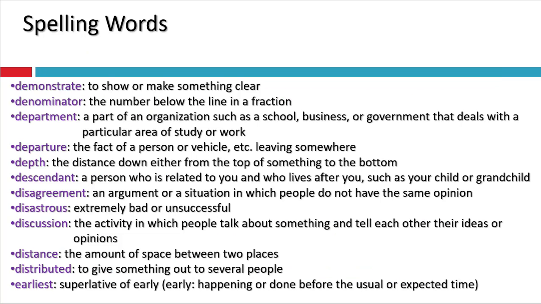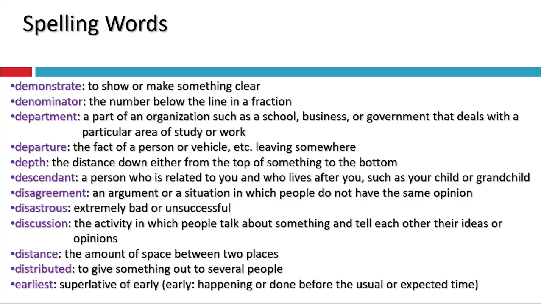Okay, so last, what we do, we see spelling words, right? In the last we see spelling words. So first one is demonstrate. To show or make something clear, we call it demonstrate. Denominator, the number below the line in a fraction, we call it a denominator. Department, a part of an organization such as a school, business or government that deals with a particular area of study or work, we call it a department. Departure, the fact of a person or vehicle etc. leaving somewhere, we call it a departure.